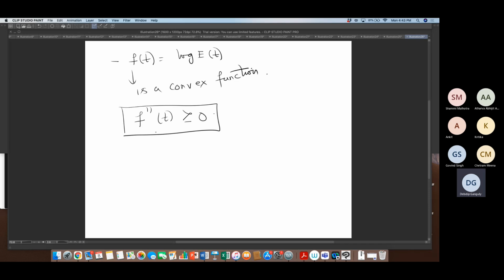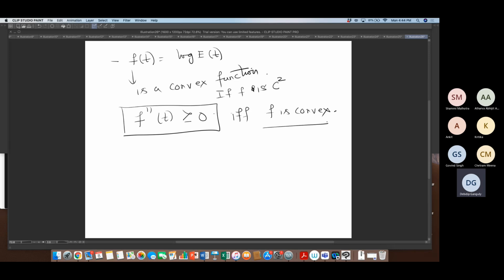There is a theorem: if f is C2, then f double prime t is greater than or equal to 0 if and only if f is convex. You know this, right? It's Rudin's exercise. Do you know this? If f is a C2 function, then f double prime t is greater than or equal to 0 if and only if f is convex. That means if f double prime t is greater than or equal to 0, then it implies f is convex. If f is convex, then f double prime t is greater than or equal to 0. If and only if. Know this?